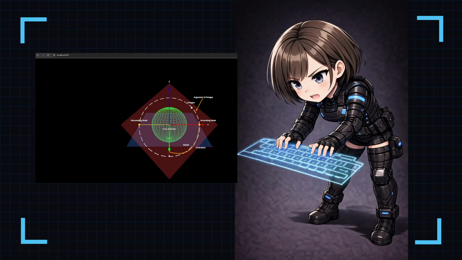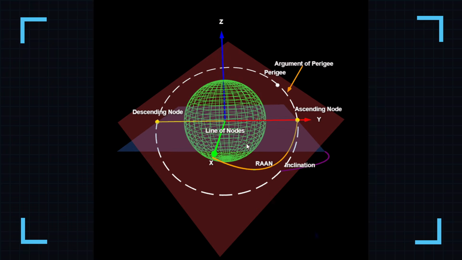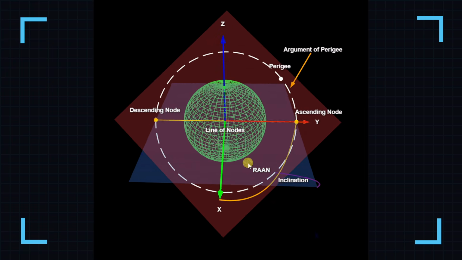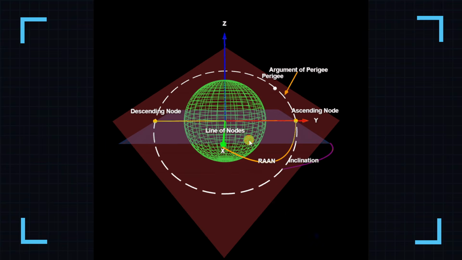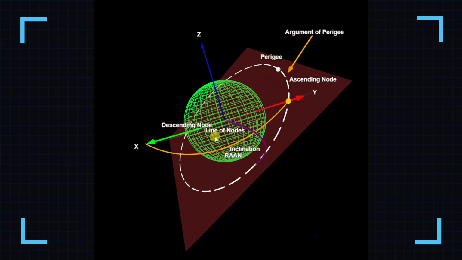So I was playing around with it, and I noticed that the model still felt a little laggy during rotation. The render loop was running fine, but the interaction felt sluggish. The culprit was DOM access from WASM. The diagram has 10 floating HTML labels that need to track their corresponding 3D points every frame: the axis labels, the node labels, the arc labels.